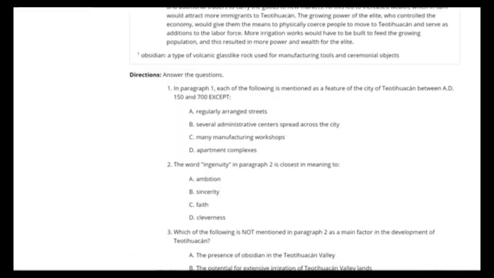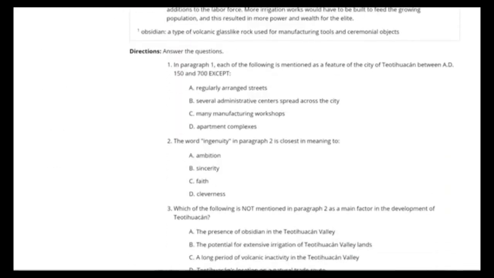So let's have a look at the first question. The first question says, in paragraph 1, each of the following is mentioned as a feature of the city of Teotihuacan between AD 150 and 700 except. Now, first you have to think about what kind of question this is. This is a not except question, okay? You can see this because it says except here.